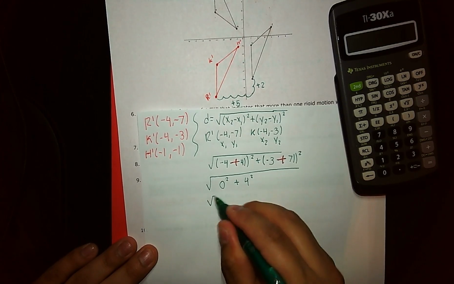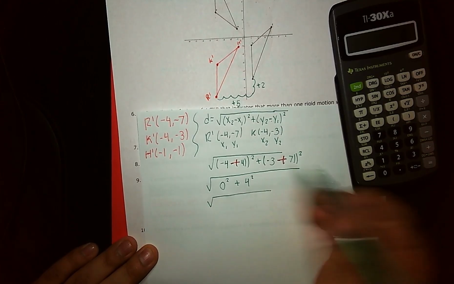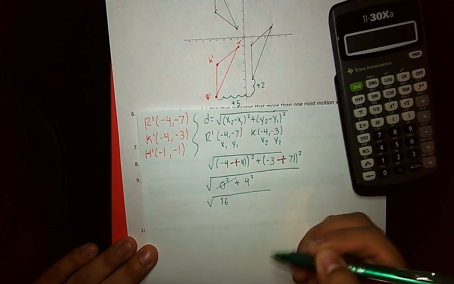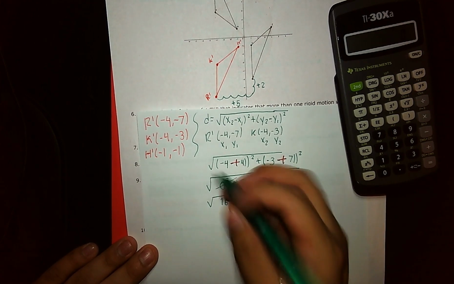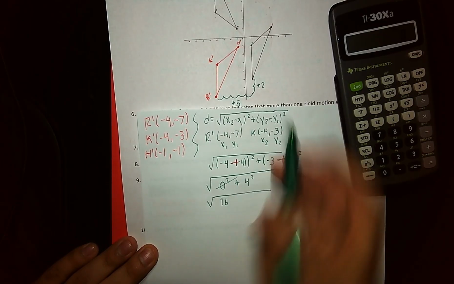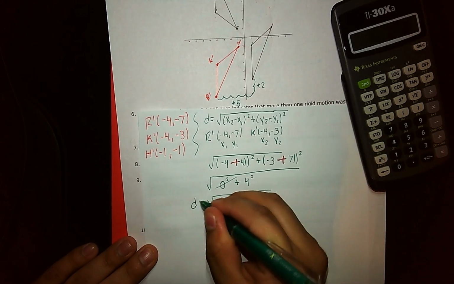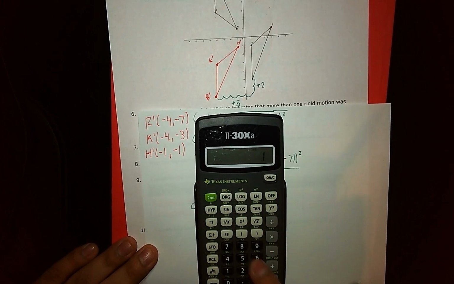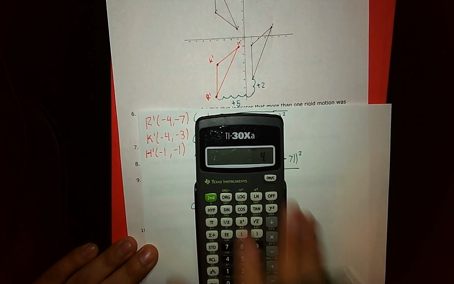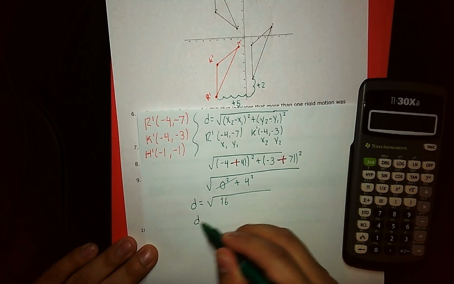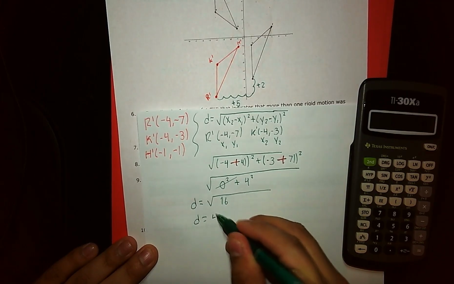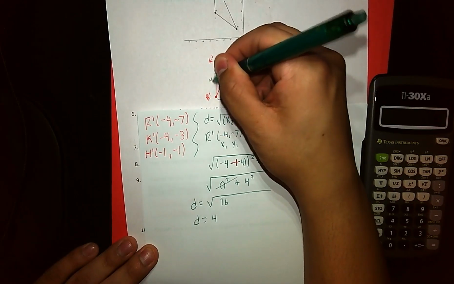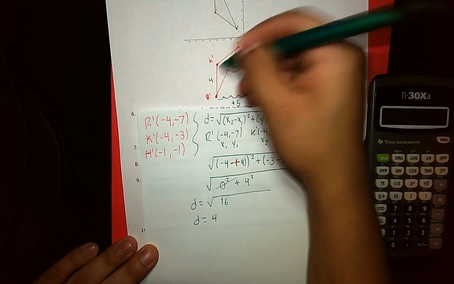So once we add all this, 0 squared is just 0, so I can forget about it. What's 4 squared? Well, 4 squared is 16. So the distance from R prime to K prime is the square root of 16. But we can further simplify this, because you guys know the square root of 16 is 4. So the real distance between R prime and K prime is 4 units. So I can write that here. It is 4 from this to this.